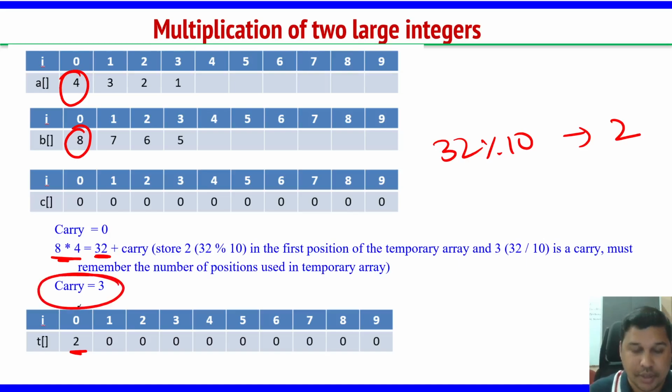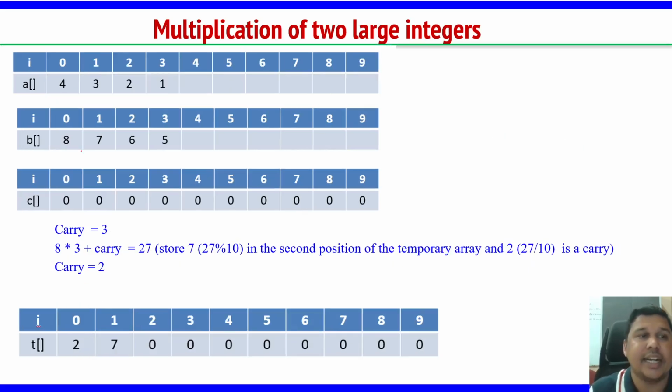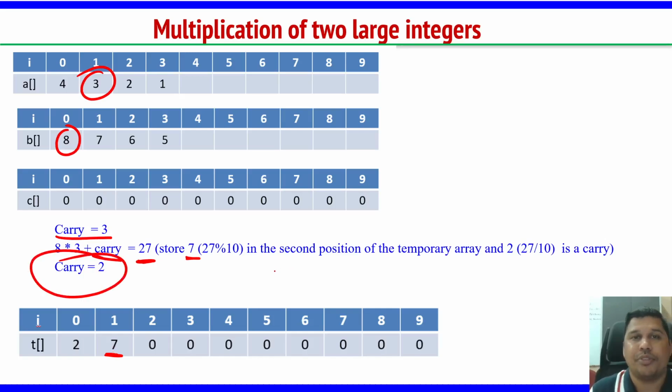Carry is 3. After this, what am I doing? Second iteration, again multiply 8 with 3. Previous carry is 3, we remember, right? So 8 times 3 is 24 plus the previous carry 3, it becomes 27. In this, 7 is the remainder, you put 7 in T of 1 and carry remains 2, because 27 by 10 gives 2 as the carry.